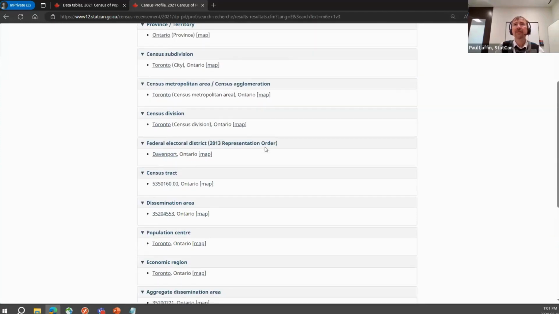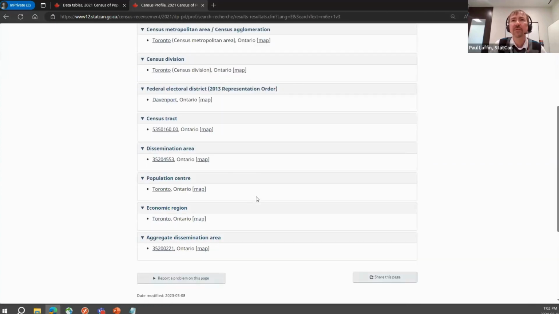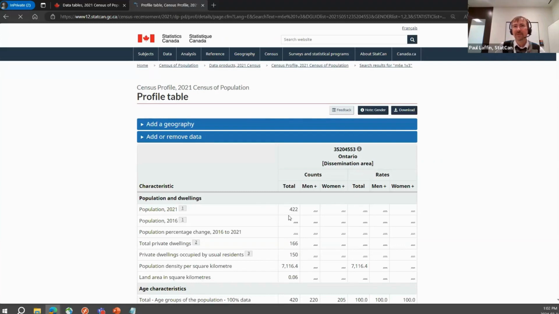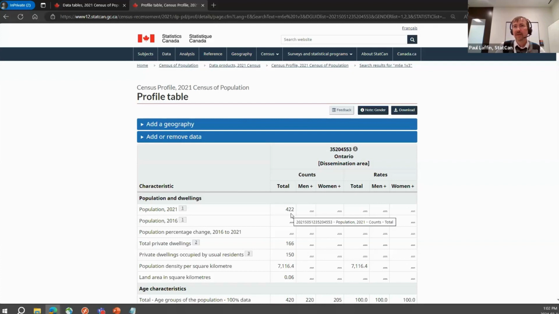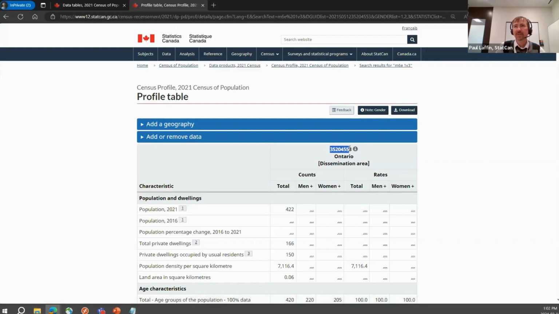Sometimes we have forward sortation areas, which is the first 3 digits of the postal code. But I just want to show you the census dissemination area, just to show you how small these are. You can see in this dissemination area there's 422 people as of 2021, and you could get access to a map of this DA by clicking on the little I next to the dissemination areas. They don't have names, they have codes, numbers, so that you can find them.